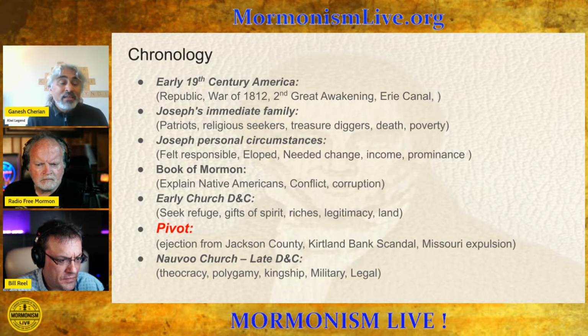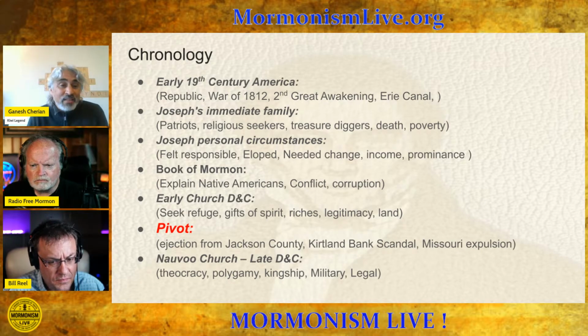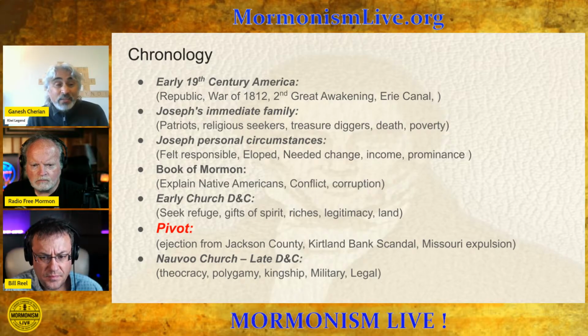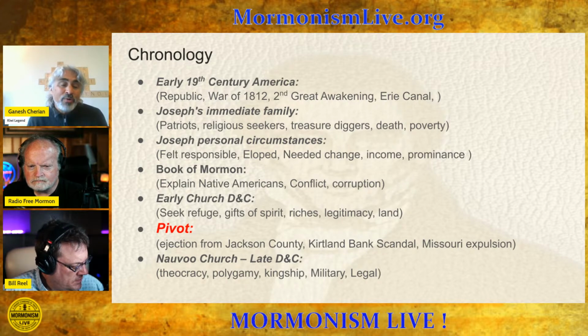Joseph has eloped. He's almost run away from home at this particular point, and eloped and married Emma, trying to change his circumstance, but that pull back to his family was really, really important. He needed change, he needed income, he needed prominence, he needed to restore his family's honor amongst his extended family, but also in his community. These are the motivations of Joseph. These are the particular events related to him and Emma that underpin all of what's going on, and what then ends up in the Book of Mormon.